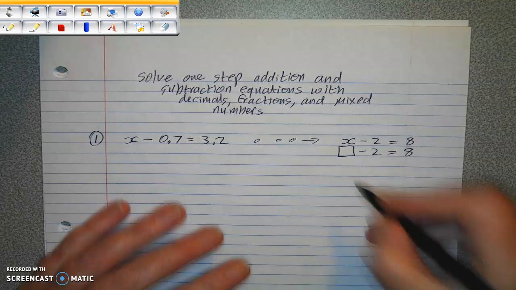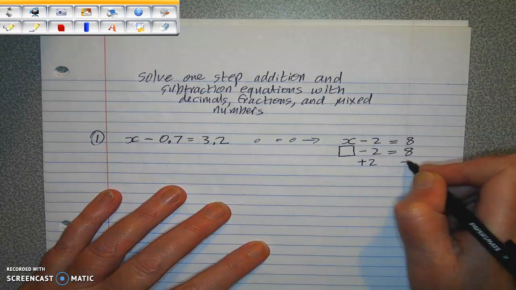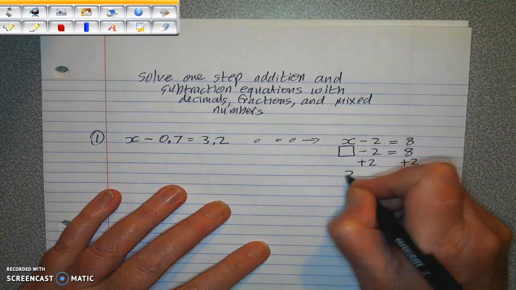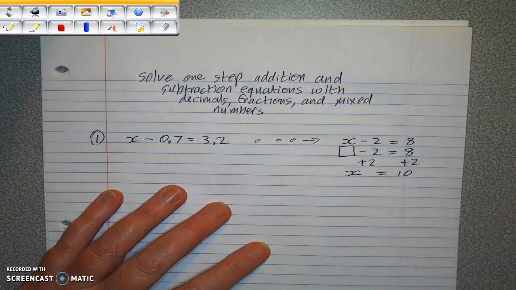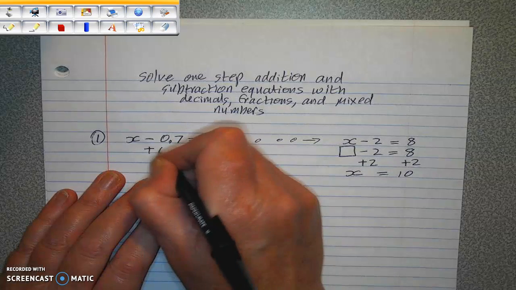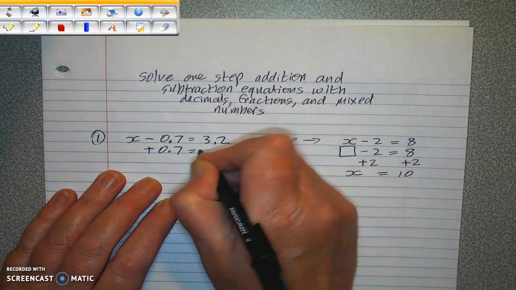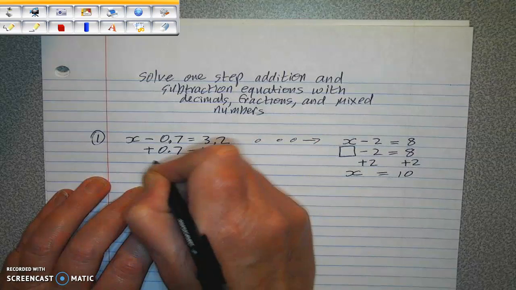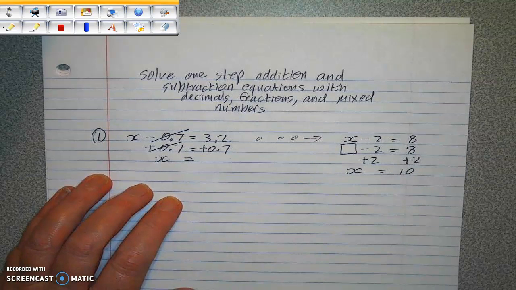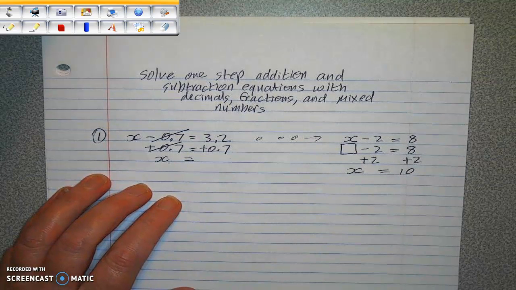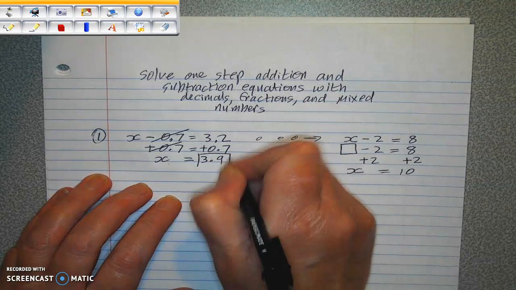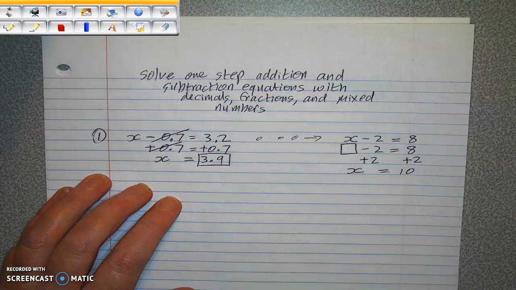And what you actually did was that you added 2 to both sides so that you ended up, let's go back to the x, with x equals 10 by adding the 2 to both sides. So in our decimal equation, we're going to add the 7/10 to both sides. And here, subtract 7/10 and add 7/10 makes 0. And then we're going to add the 7/10 to the 3 and 2/10 to get 3 and 9/10 as our answer. So that would be the answer to the first equation.